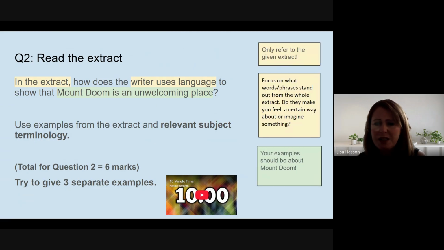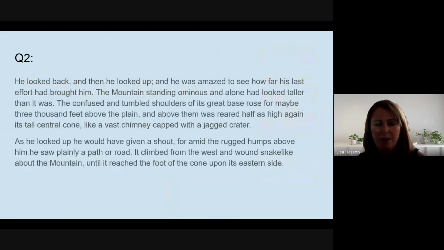So only refer to the given extract, focus on what words or phrases stand out from the whole extract. Do they make you feel a certain way or imagine something? And your example should be about Mount Doom. If they're not, then it's not relevant to the question. So here is the extract. I'm going to read this through, and as I'm doing this, hopefully some words and phrases are popping out to you as being about how unwelcoming Mount Doom is.